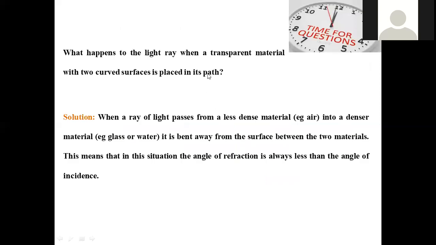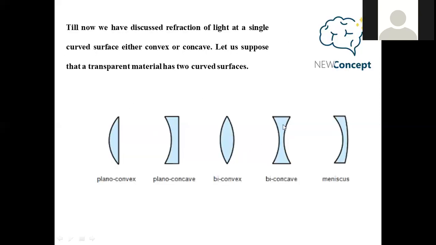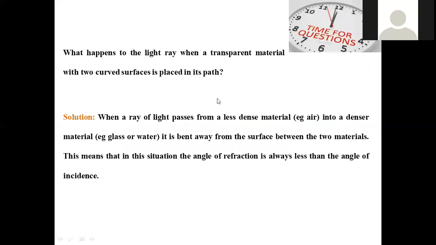And the next question which is posed here: what happens to the light ray when a transparent material with two curved surfaces is placed in its path, right? Let us repeat the question again. What happens to the light ray when a transparent material with two curved surfaces is placed in its path? So that means this lens with two curved surfaces is placed where the light ray is passing. What is the change in its path?